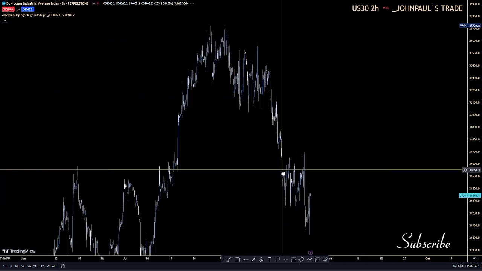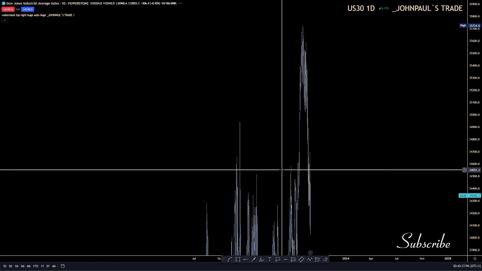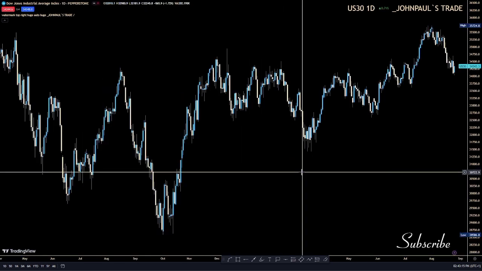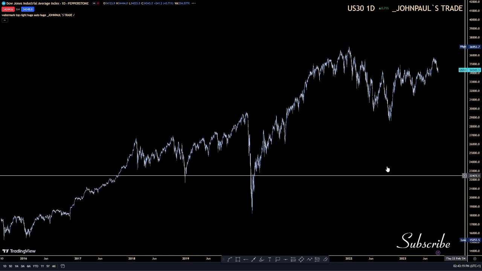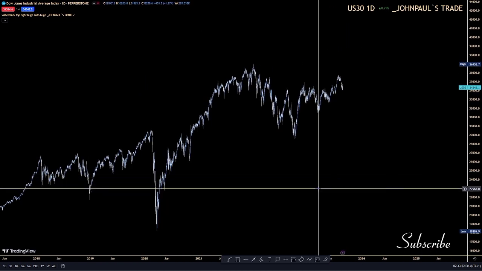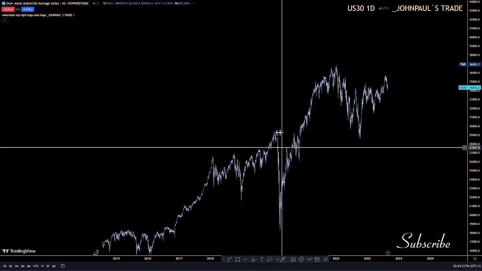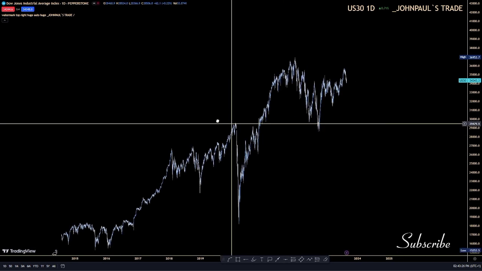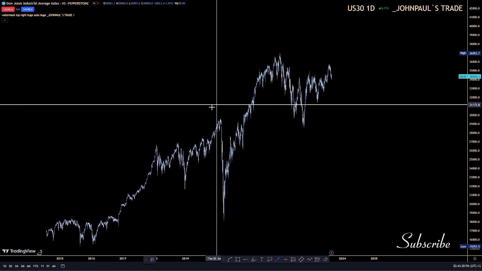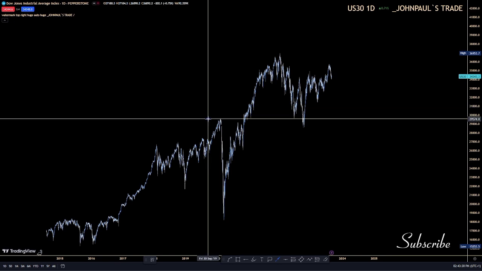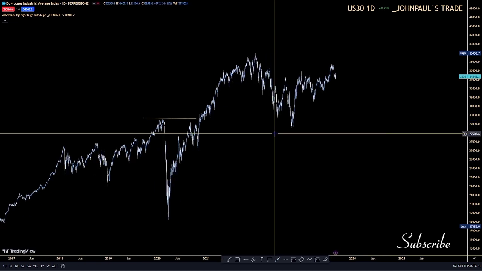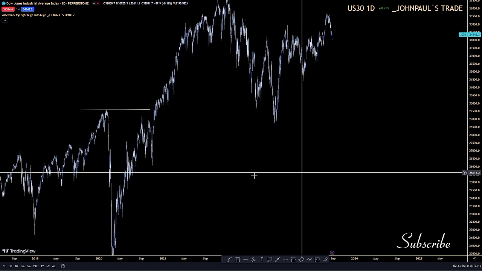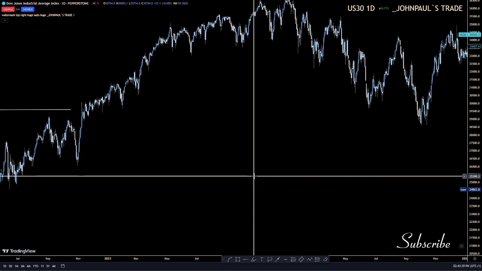US30. All right. So whenever you come to the chart, make sure, I repeat, make sure you switch to your higher time frame. It's very important, guys. It's very, very important for you to know the direction. You must know where you are in the market to be successful in this trading industry. So we have our major break of structure now already.